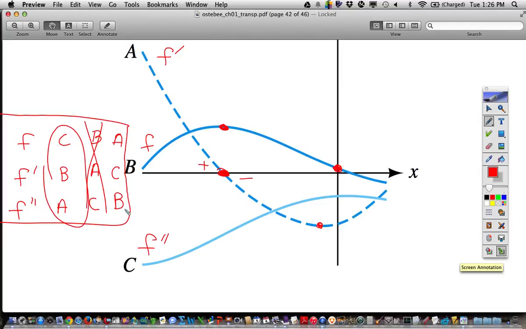And let's talk about ACB. Why couldn't C be the F prime? Well, if C is the F prime, it's negative the whole time. So that means we'd have to have an F graph that was going down the whole time, and none of these graphs go down the whole time. So that's why I believe it's CBA.